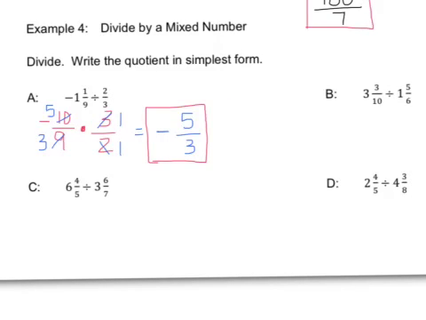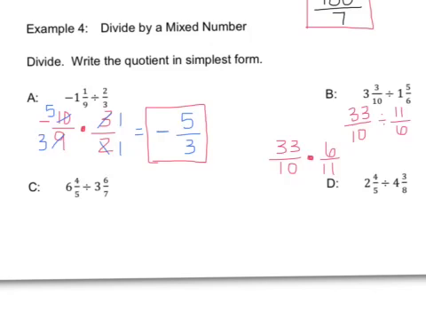And B is the same idea, except this time we need to change both of our fractions. So to change 3 and 3/10, we're going to do 10 times 3, which is 30, plus 3, so we have 33 over 10. And let's keep the division for now. 6 times 1 is 6, plus 5 is 11 over 6. Now we can do our keep, change, flip, so keep the first one, 33 over 10. Change to multiplication, flip the second one.